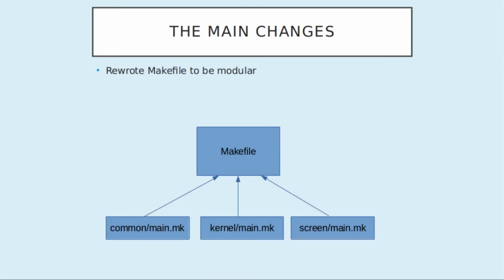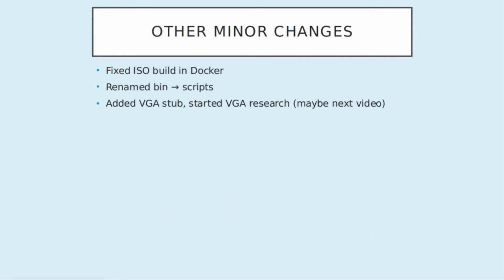Additionally, we rewrote the makefile to be more modular and much more maintainable. Each of those little sub packages has their own MK makefile that is included in the main makefile. Other minor changes include that we fixed the ISO build in Docker, which I didn't even realize wasn't working. We just had to install an additional package.